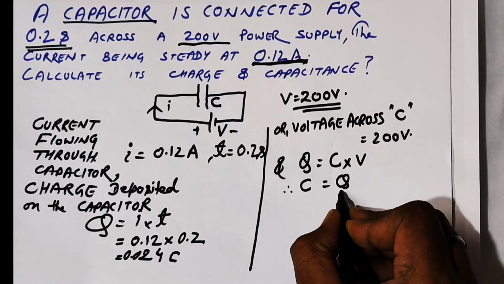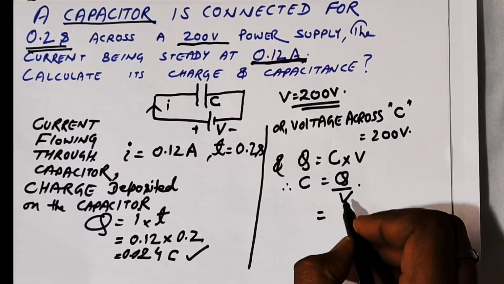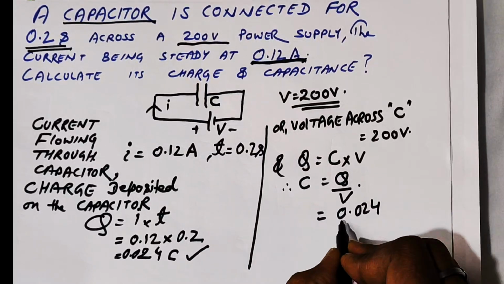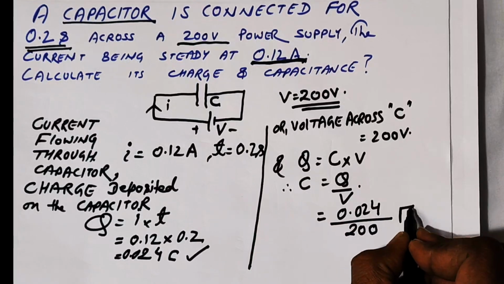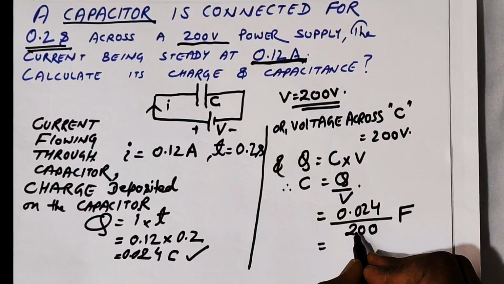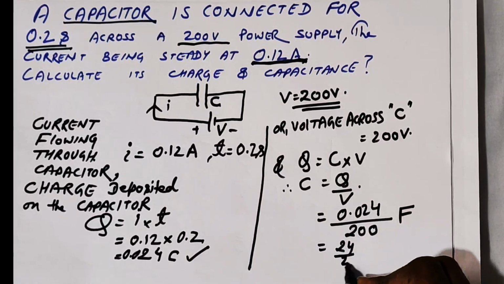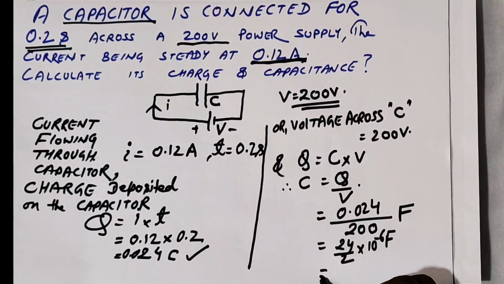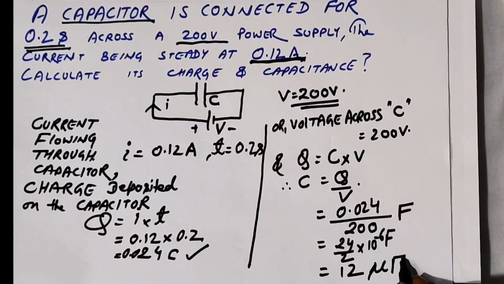So if Q equal to C times V, we know the value of Q, that is 0.024 coulombs, that we have already calculated. So just put this value, and this will be divided by the voltage, that is 200 volts, to get the capacitance value in farads, right? This is just a simple arithmetic calculation. Just divide it to get our answer as C, the value of capacitance, as 120 microfarad, which is our answer.